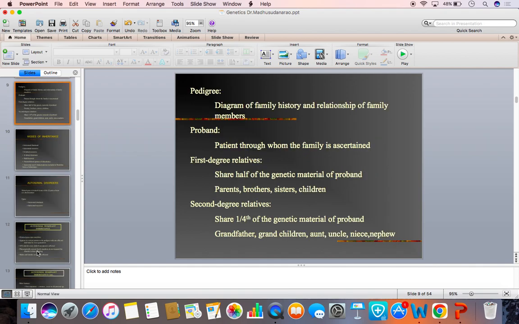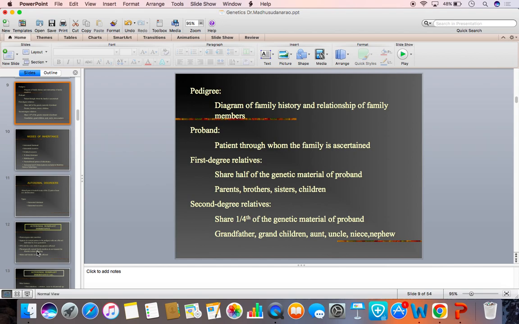What is pedigree? Diagram of the family history and relationship of the family members with regard to the patient. It is a diagrammatic representation of the pattern of inheritance of the disease, mentioning the relationship of the proband with the rest of the members of the family. Proband is the patient through whom the family is affected. First degree relatives are the parents, brothers, sisters, and children. They inherit half of the genetic material from the proband.